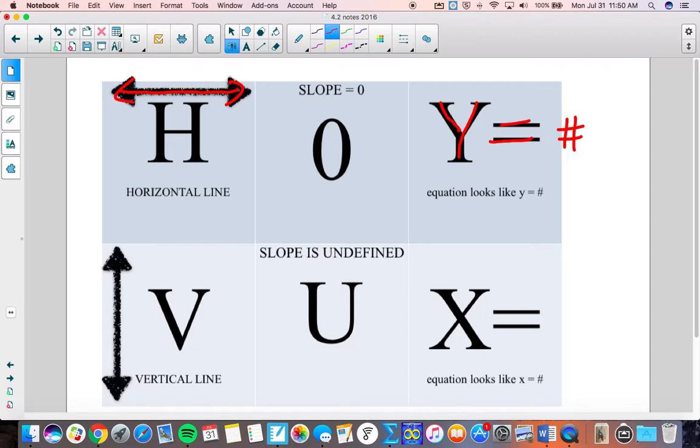There is no x in this equation. And the y is going to be whatever number it goes through on the y-axis, the number it intersects on the y-axis. Note that a horizontal line is actually going to be perpendicular to the y-axis.